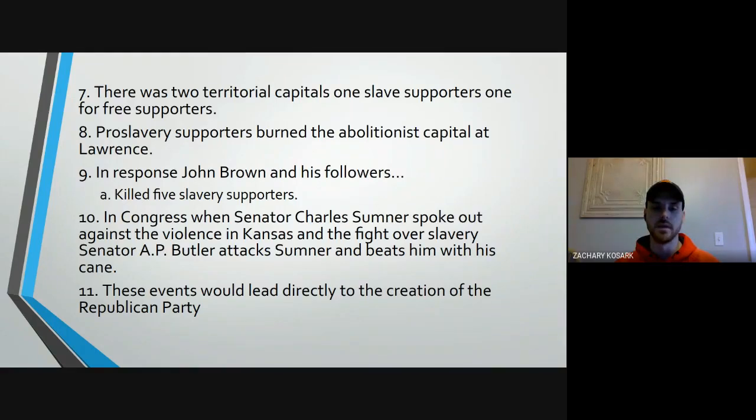In Congress, when Senator Charles Sumner spoke out against the violence in Kansas, basically he stands up and says, hey guys, I don't think it's very good that there are Americans fighting against each other. Maybe we should do something about this. Another senator, A.P. Butler, gets up and starts to attack him and beat him with his cane until he is unconscious and almost to the point of death. Charles Sumner is so badly hurt that he can't come to Senate. He can't be a senator. He can't come back for a long time, like months.